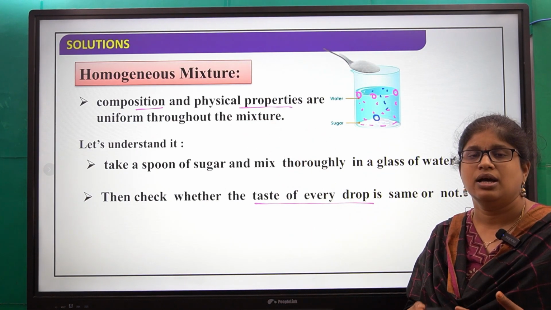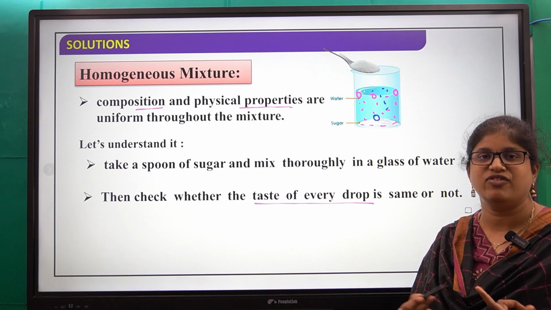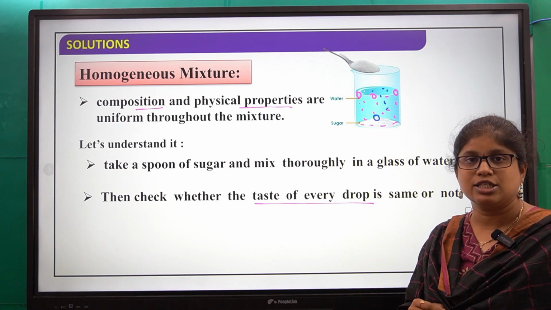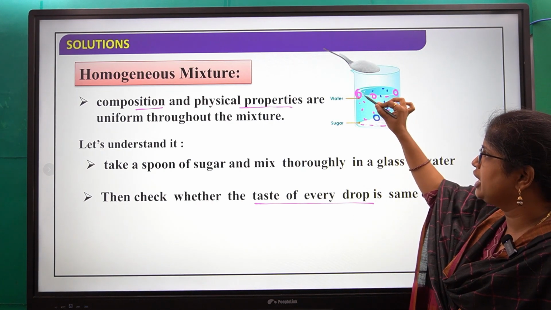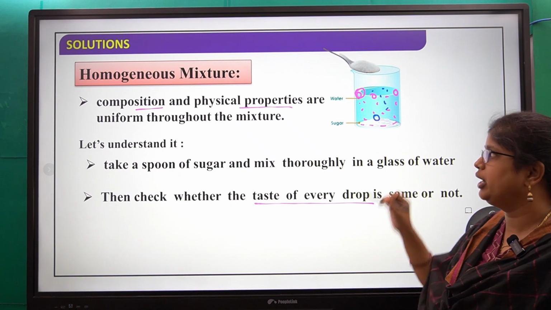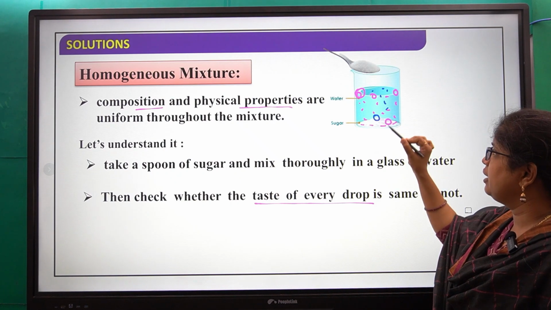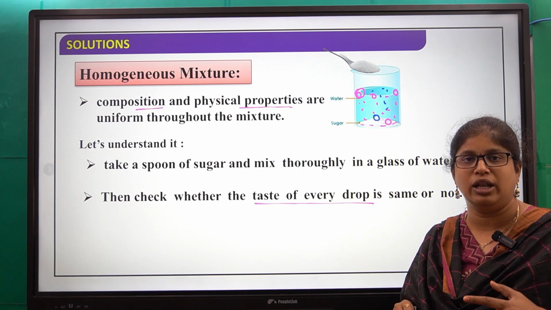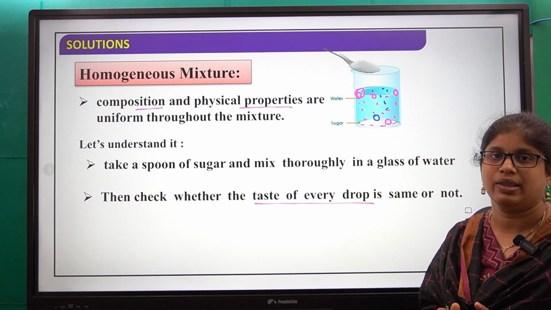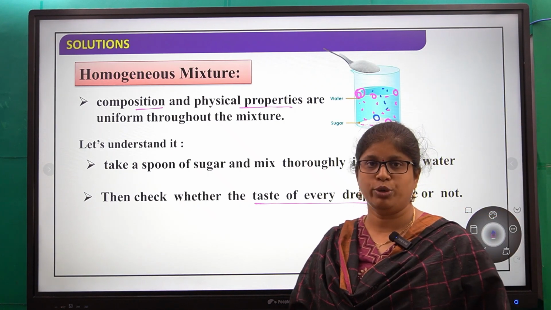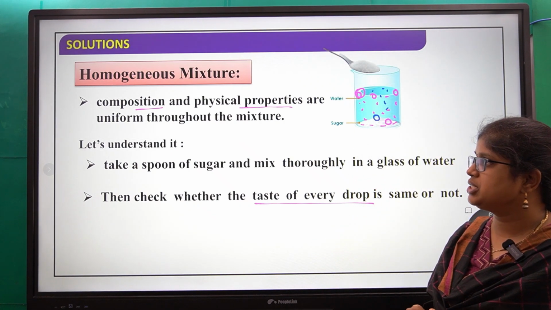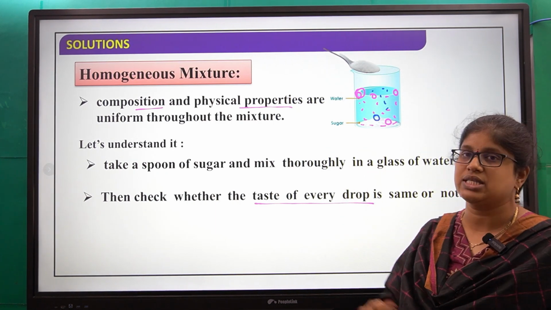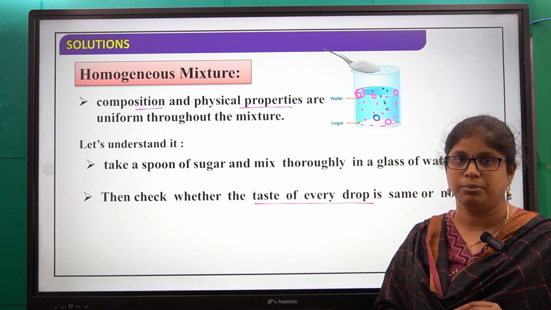Physical properties means melting points, boiling points, physical state and density. All these properties are also uniform. If you take the solution here and find out the melting point, and take some sample there and check the melting point, wherever you take the sample, properties like melting point and boiling point will be the same. So what is a homogeneous mixture? A homogeneous mixture is a mixture whose composition and physical properties are uniform throughout.